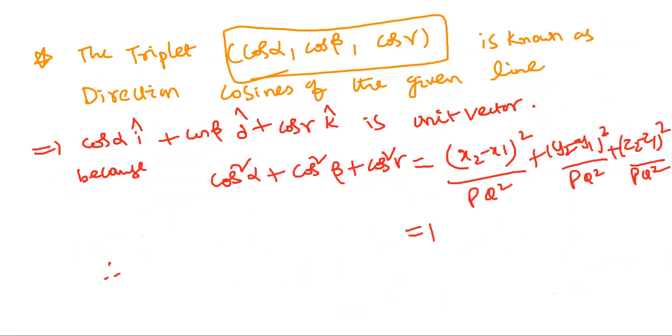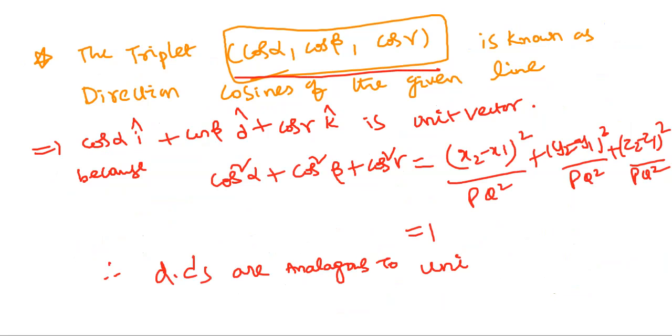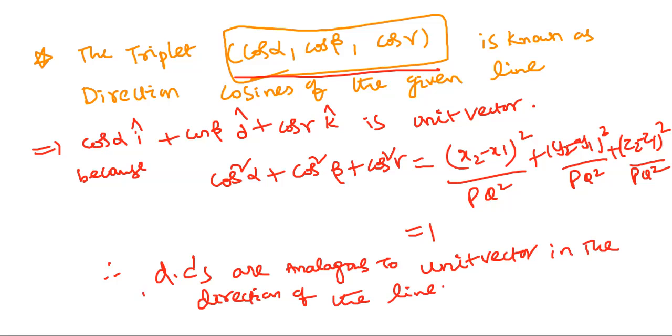Therefore, whenever you say this is the direction cosines of the line, it is nothing but a unit vector. Therefore, the DCs are analogous to the unit vector in the direction of the line. It is as simple as that. First thing.